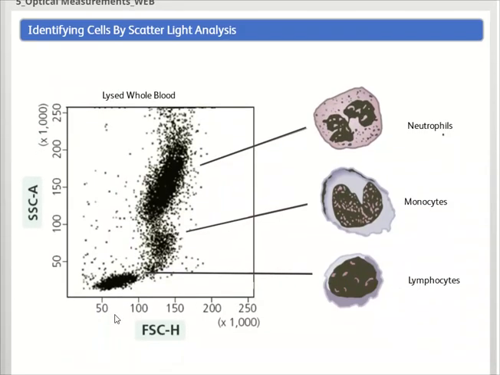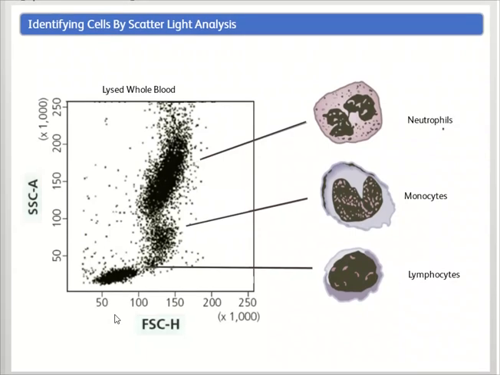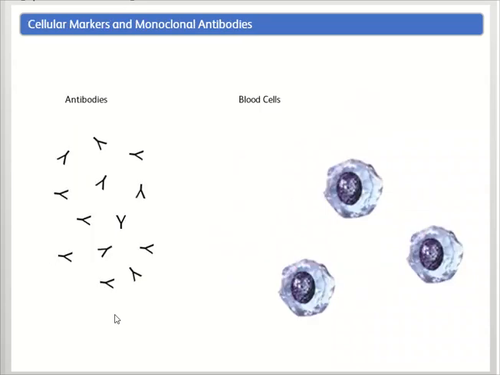Forward and side scatter can be used to distinguish different cell types in human blood. In this plot, 3 blood cell populations can be identified based on their light scatter. Each dot represents a cell, and its location in the graph corresponds to the amount of light scattered by the cell.